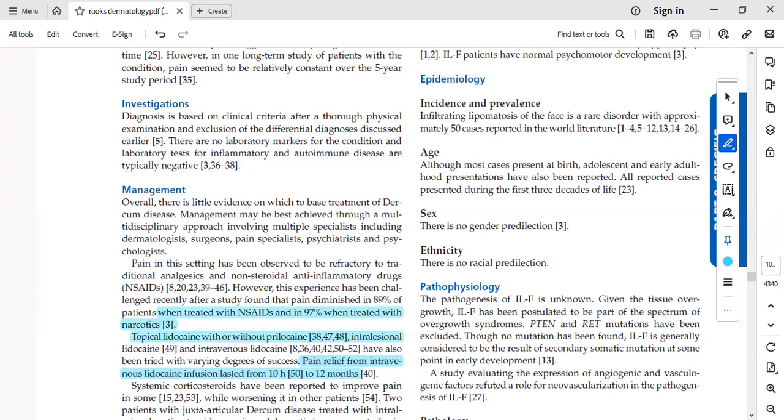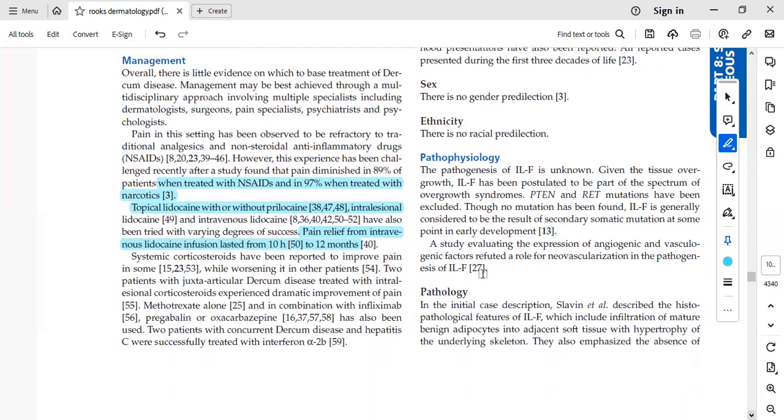Systemic steroids have been reported to improve pain in some while worsening it in other patients. A study showed that patients with Dercum disease treated with intralesional steroids experienced dramatic improvement of pain in juxta-articular involvement. Methotrexate alone and in combination with infliximab, pregabalin, or oxcarbazepine has also been used. Two patients with concurrent Dercum disease and hepatitis C were successfully treated with interferon alpha 2b.